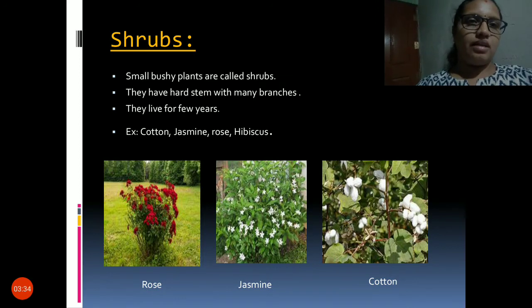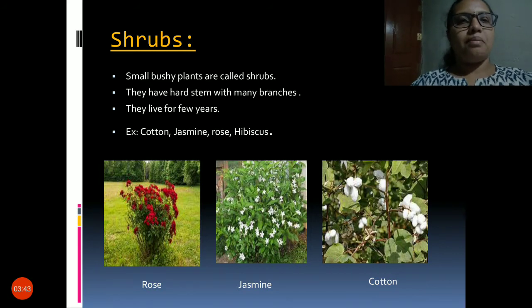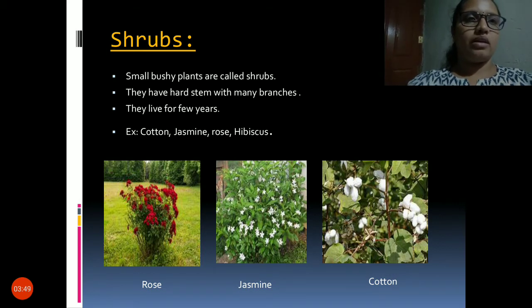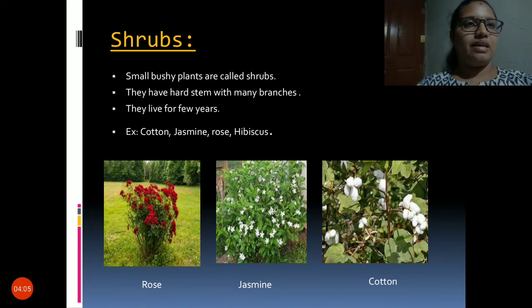I think you have seen the jasmine plant, rose plant, cotton, and some other plants. In rose plants you can observe how the branches are spreading. These are bushy, meaning spreading over, bushy plants with many branches. You can observe the rose plant, even jasmine, but it will not grow very tall. The branches will spread over. These we will call shrubs.